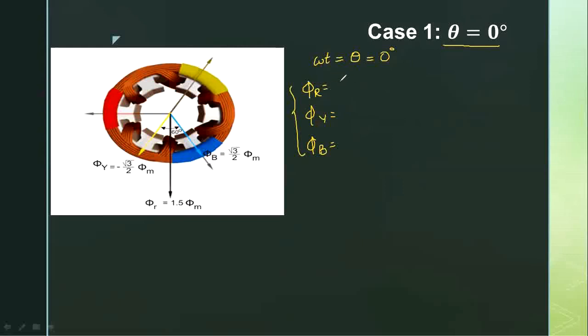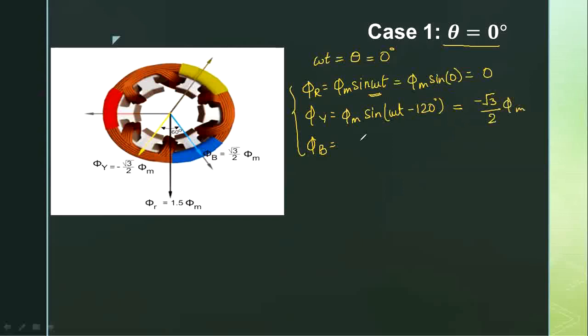Considering the equation of phi R as phi m sine omega t and using omega t equals 0, this will give a 0 value. Talking about phi Y, which has the equation phi m sine (omega t minus 120 degrees), if I substitute omega t equals 0, the value I will get is minus root 3 by 2 phi m. And phi B is phi m sine (omega t minus 240 degrees). If I substitute omega t or theta equals 0, I will get the value of phi B as root 3 by 2 phi m.